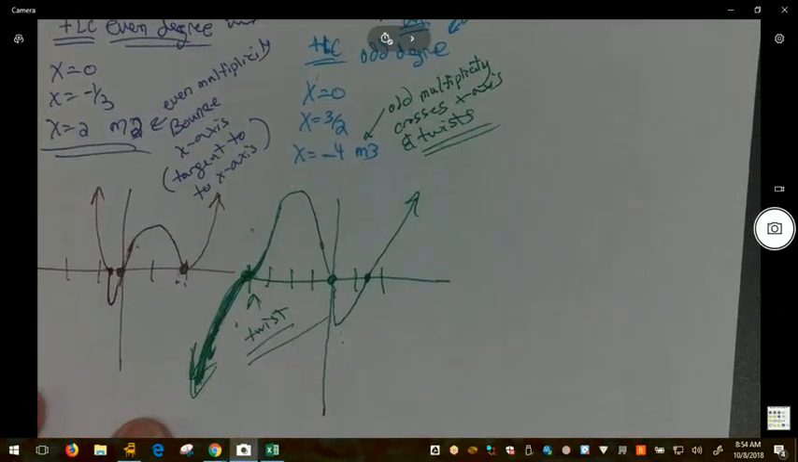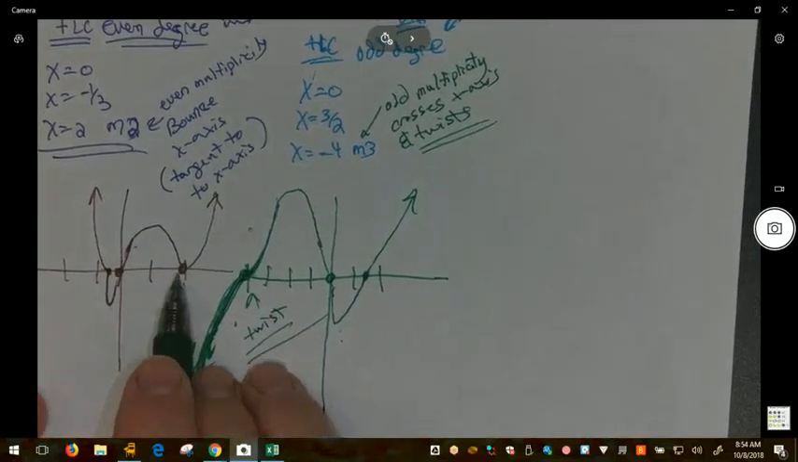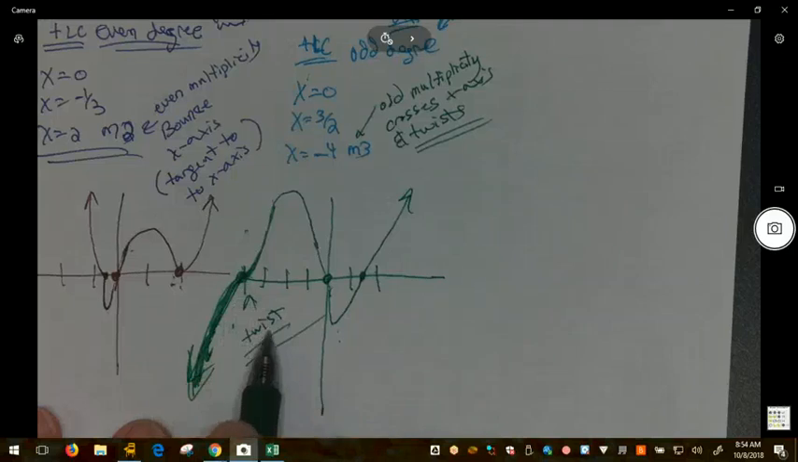And just in case it's not clear, I'm going to label that. Here we can clearly see the bounce. Here we might not be able to see the twist, so I'm going to label that.